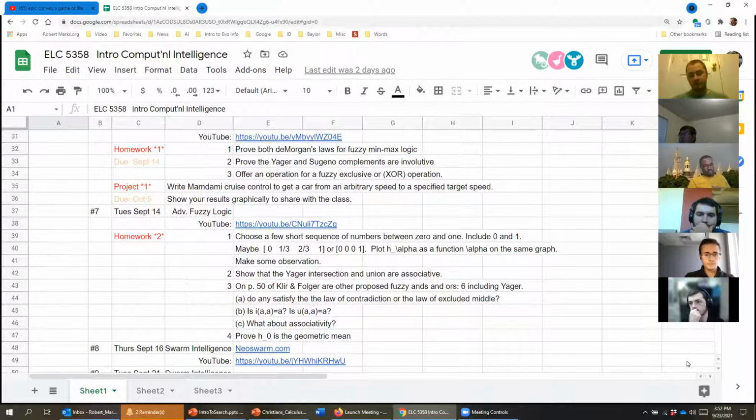Okay, good. So let's do the first one. We choose a few short sequences of numbers between 0 and 1. And I wanted you to include 0 and 1 because I wanted this plot to go between the minimum and the maximum. So I wanted it to go between 0 and 1 and see what you got. Now I chose just 4. You could have chosen 6, 20, however many elements you wanted in that vector. But let's see what you did.